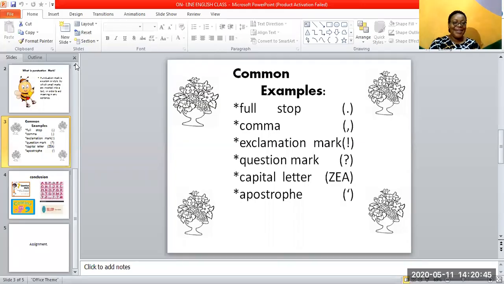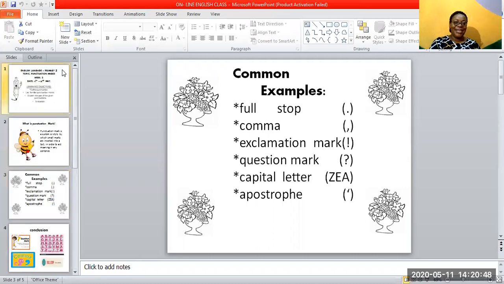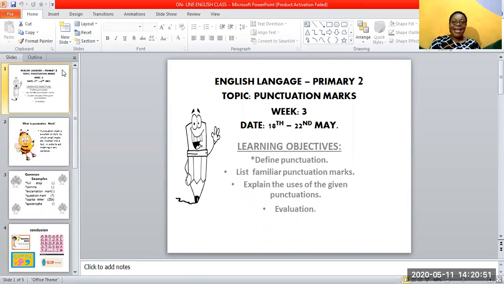Like I said, our topic for today is punctuation. Say that: punctuation. Our topic is punctuation marks. Our learning objective will be to define punctuation mark, to list familiar punctuation marks, to explain the uses of the given punctuation marks. And at the end of it, evaluation. We have to know how far you have understood the class.